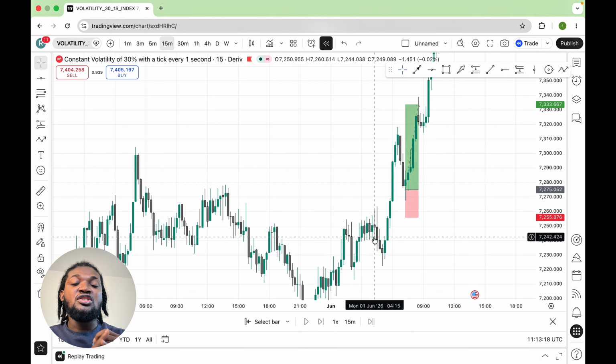So let's move straight into the chart. I don't want to waste time. So what did I use first? I first used levels, support and resistance, and I used market structure and the trend of the market.